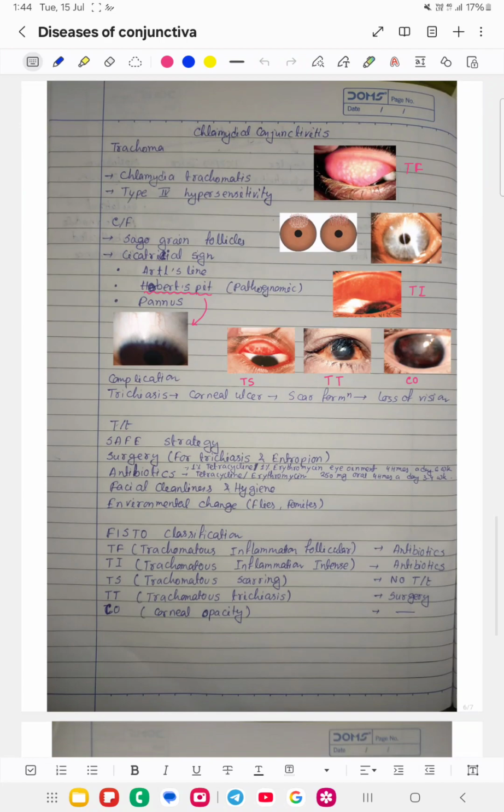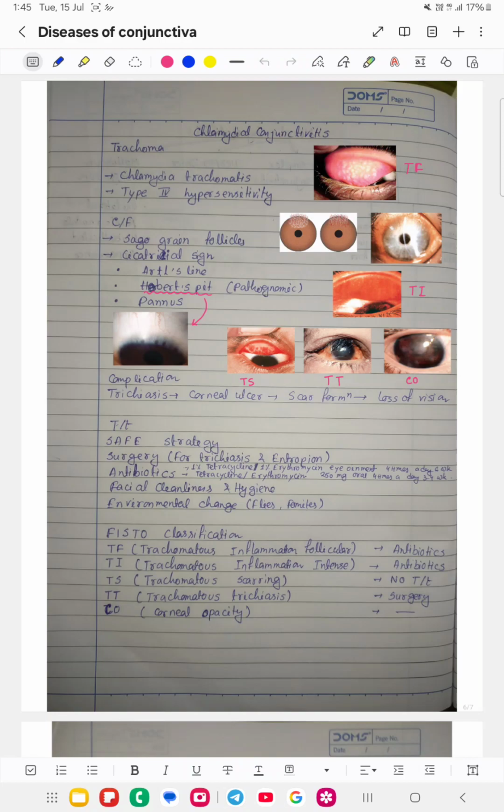Now chlamydial conjunctivitis. Chlamydia can be of several types, but we are more interested in trachoma, which is caused by Chlamydia trachomatis. It is a type 4 hypersensitivity reaction. What are the clinical features? One is sago-grain follicles. One is the cicatricial sign, that is scar formation. Arlt's line and Herbert's follicle are pathognomonic of trachoma.